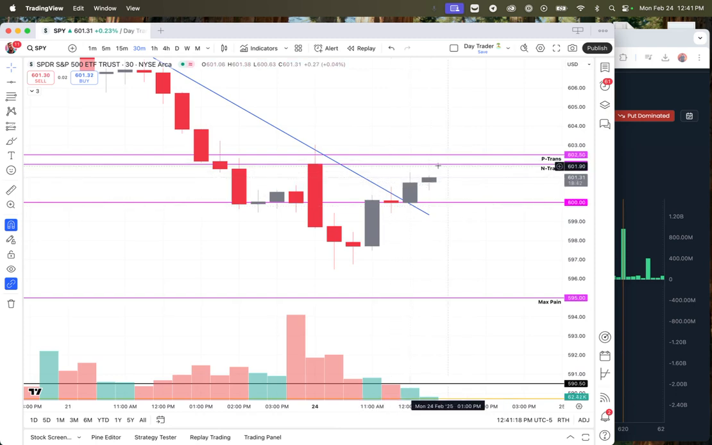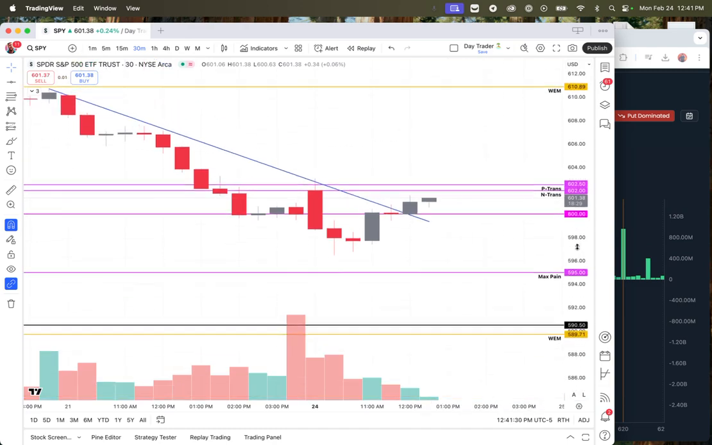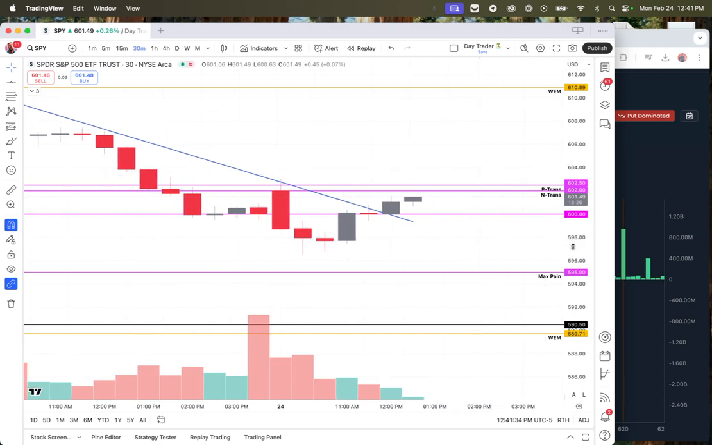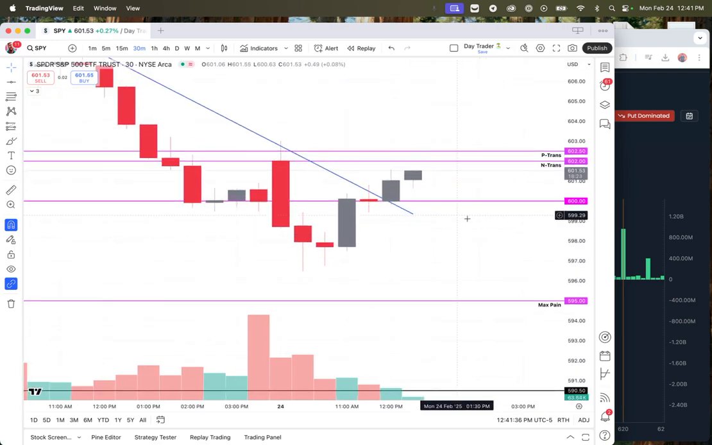Now I'm not waiting for this entrance level to be hit, because just like we saw here, it's just a zone. Anything can happen here. Can it go higher? It most certainly can. It can go to the P-trans level and then go all the way to max reward if it wanted to, or to the WEM line. But this is a short-term trade, and it's not something that I'm super confident in yet until we get above the P-trans level.